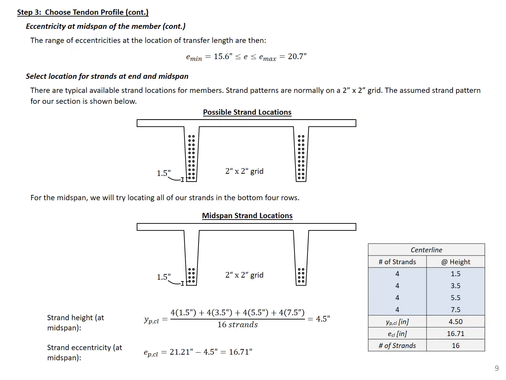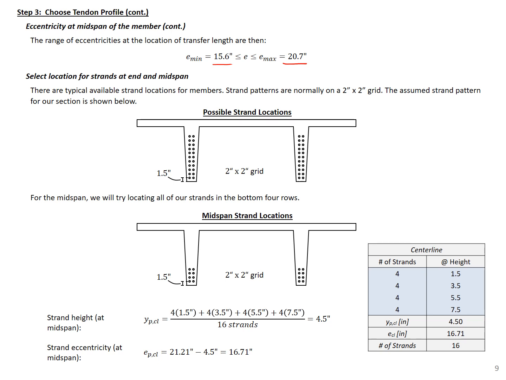So we now have an acceptable range of eccentricities at midspan. So we have our minimum eccentricity and our maximum eccentricity using our kern point analysis. So at midspan, if we keep our eccentricity between these two values, then we should meet our stress checks. So now that we have our ranges, we can actually select our locations for our strands at the end and at midspan.